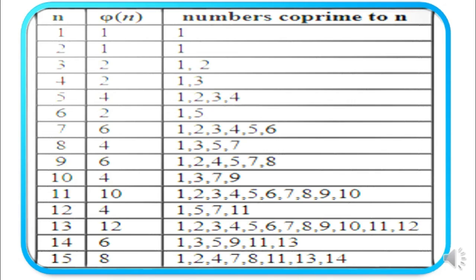Can you still recall the properties? What property is that? Yes, very good. Property number 1. Any number that is a prime number, you have to subtract it by 1. Very good.